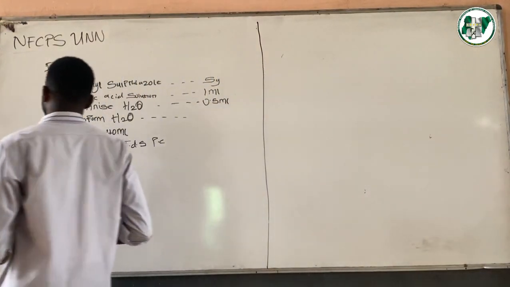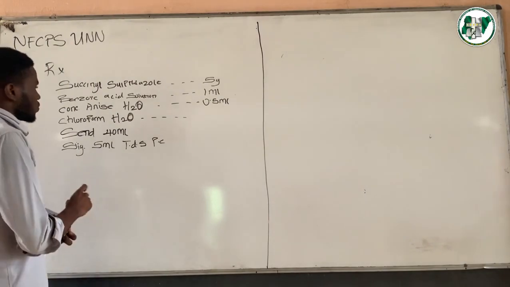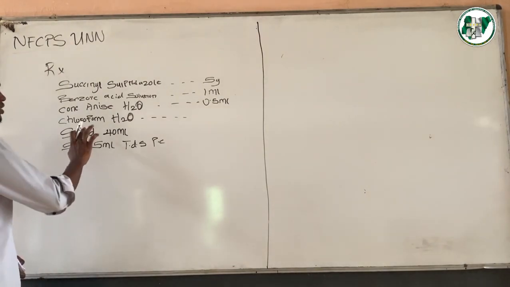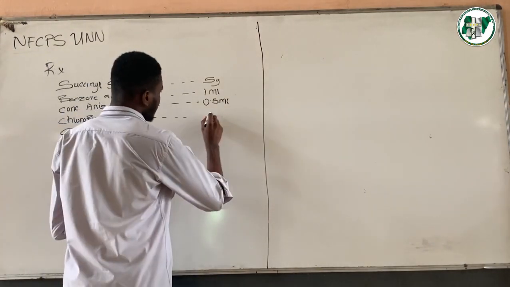So solving this question, remember what we said. The next thing we do here is to get our multiplication factor. I'm sorry, this chloroform water said it's 50 ml.